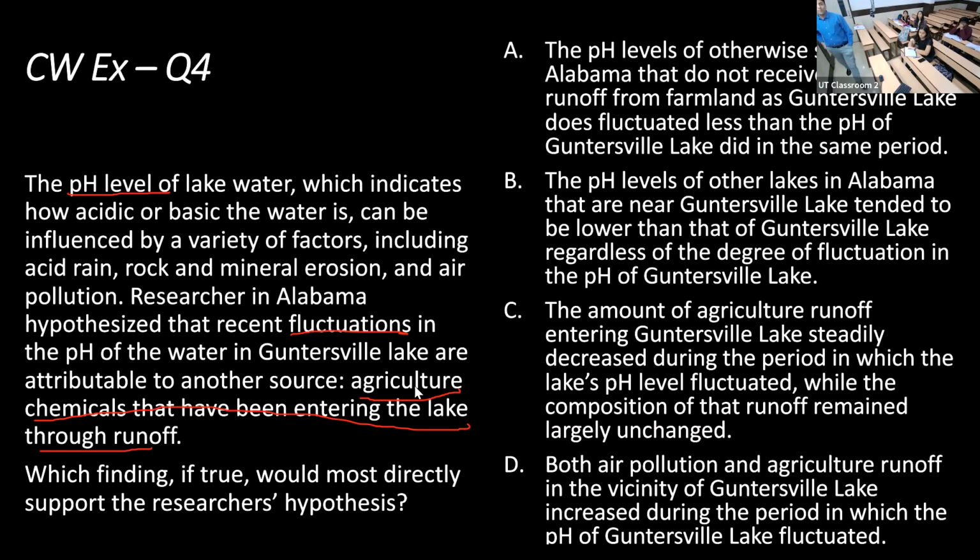So this will support my argument because others don't receive it, but this receives it. And so those don't fluctuate, this one fluctuates. The agricultural chemical can be one of the reasons why this fluctuation happens. Among the four, this is the best I have. Tell me, did it make sense?